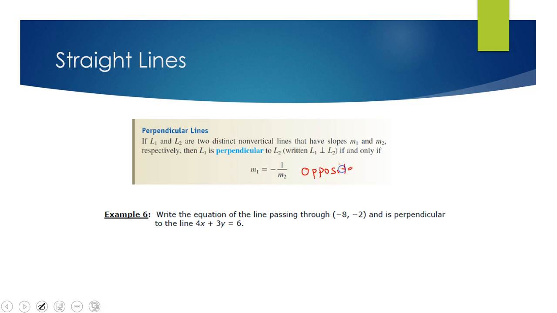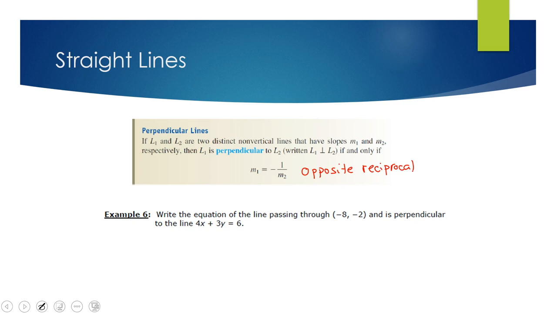Since many slopes are represented as fractions, what you're going to see between the slopes is that when you compare one to the other, you're going to see a flipping of the fraction, and you're also going to see a sign change. So if one's positive, the other one's negative. And then, when you look at the first one, the first one's numerator is going to be the second one's denominator, and vice versa. So that's how you can find the slope of a perpendicular line really easily.